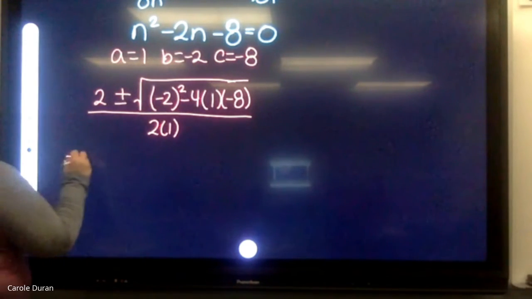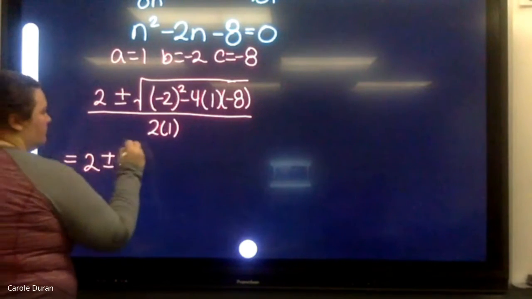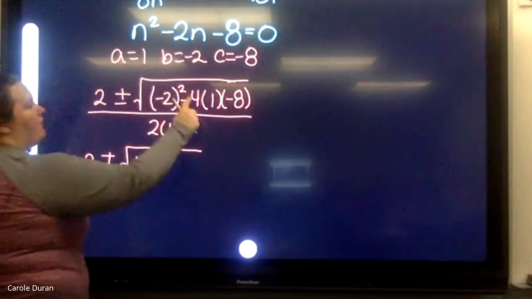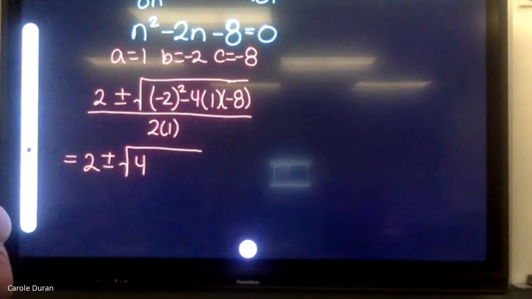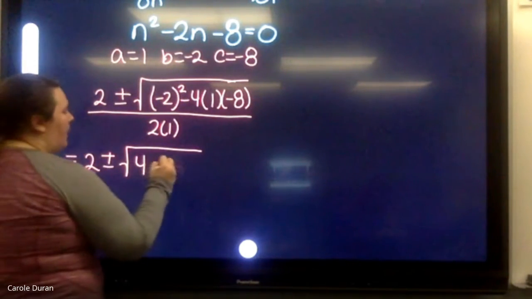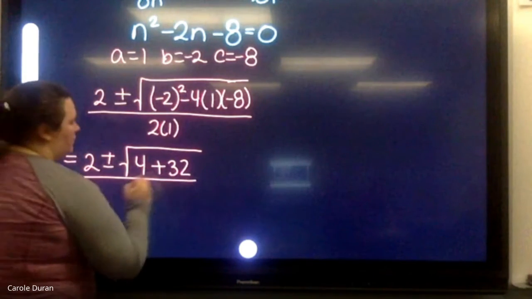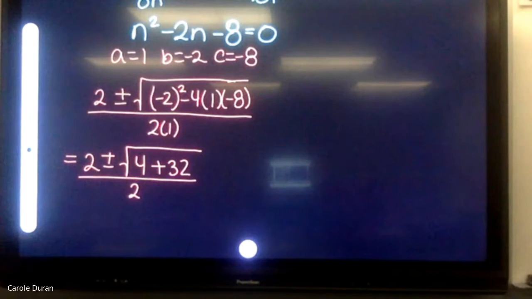Of course, from here we can simplify. -2 squared is 4. Then I have 4 times 1 times a negative 8, which is a negative 32. Minus a negative 32 becomes plus 32. 2 times 1 is 2. It's gonna be 2 plus... Hold on, I want to make sure everybody catches up first. Everyone okay with what I did there?